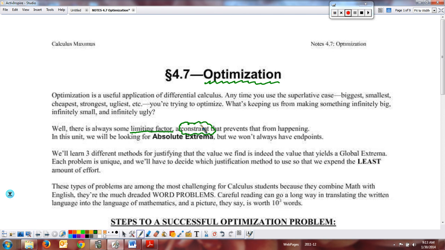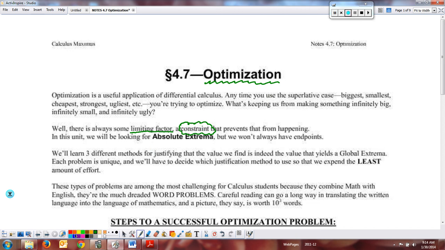The formula for the item you're trying to optimize typically has more than one input variable, because there's usually some relationship going on between two or more variables. And usually that's where the constraint is going to come in. The limiting factor is the constraint that relates the two variables together and limits the growth of one variable or another. And so that's what we're going to be looking for.